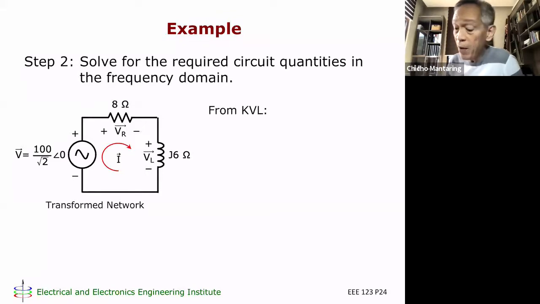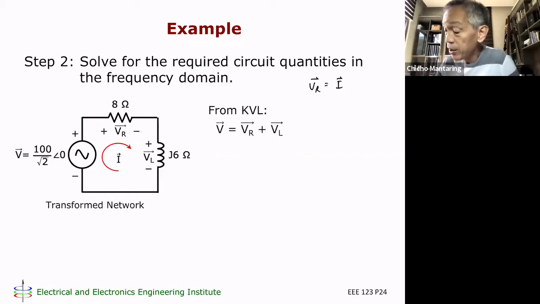KVL applies here, no? KVL around this loop. You have V is equal to V_R plus V_L. But what is V_R? V_R is just equal to I times Z_R. And V_L is equal to I times Z_L. So this is what I mean by it being like Ohm's law. If you know the current and you know the impedance, then it's like just applying Ohm's law.